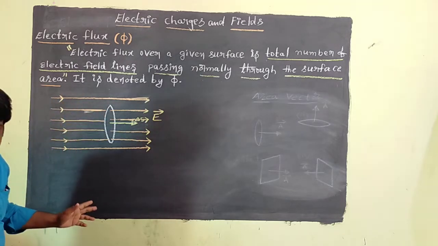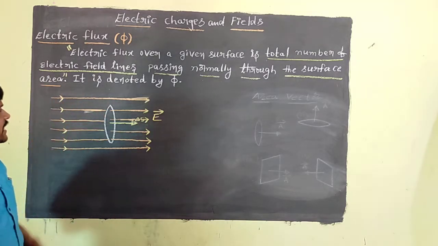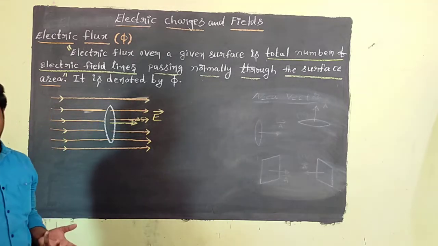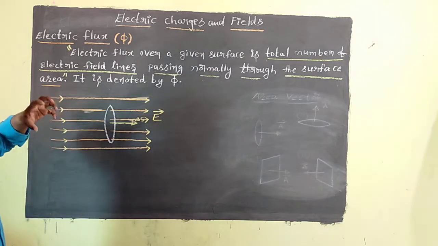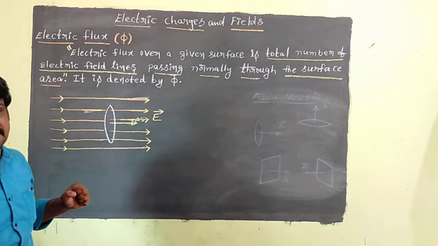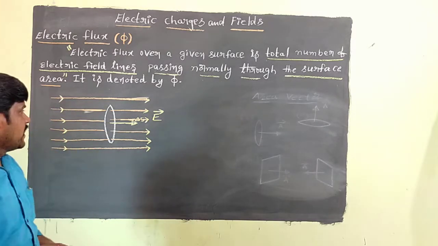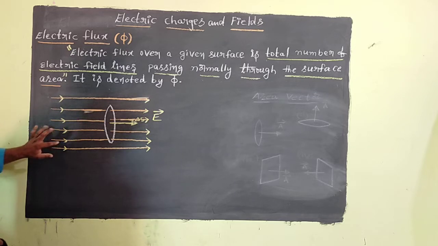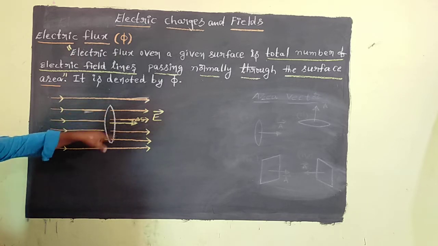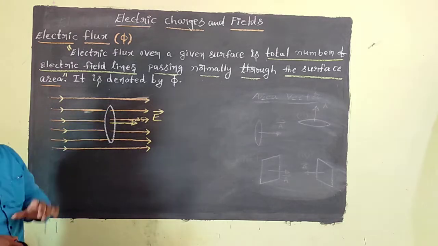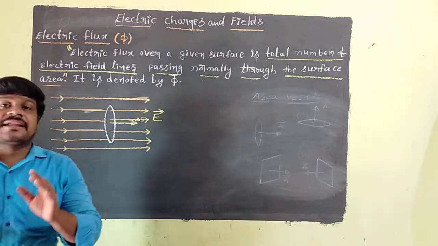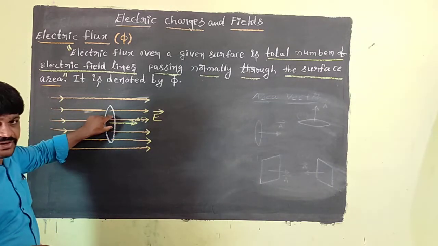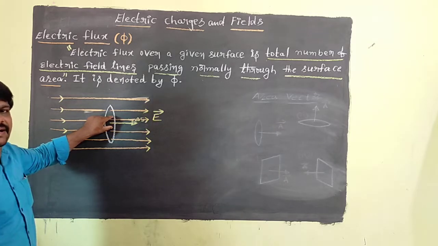If fewer are passing, it means the flux is less. Here fewer electric field lines are passing through the area, so less electric flux can be considered. If more electric field lines are passing, we can tell more flux. Right, here this first line and this last electric field line are not passing through the area, so they are not considered as electric flux. The remaining 4 lines which are passing through the area may be considered as electric flux.